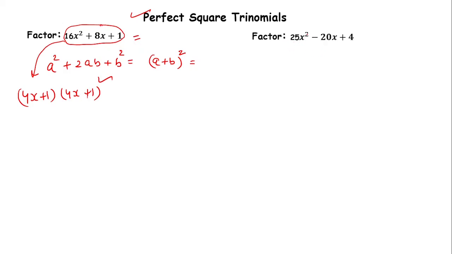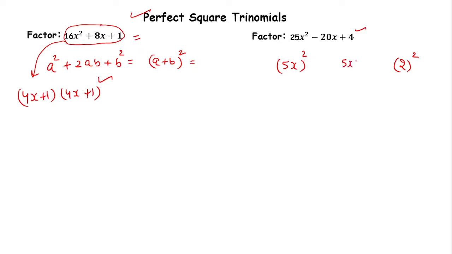Factor 25x squared minus 20x plus 4. So how do I know it is already a perfect square trinomial? Let's see. 25x squared can be written as (5x) whole squared. 4 can be written as 2 squared.